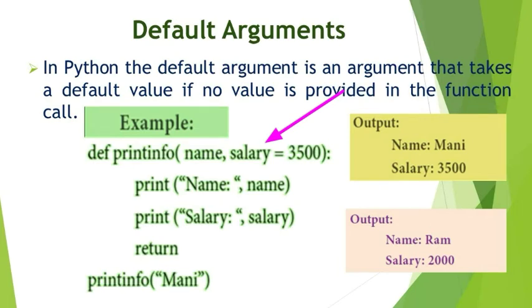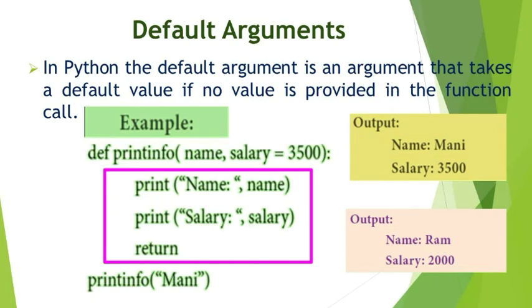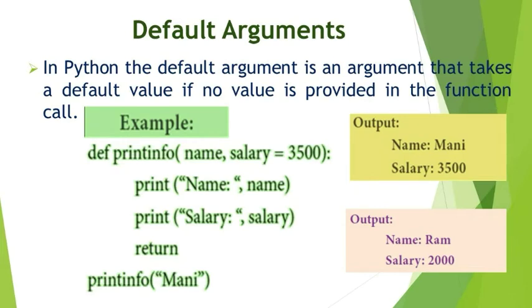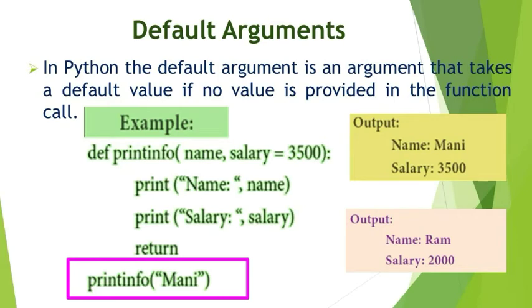Let's see one example. Here one function is created, that is print info. Within that function, name is given and a default argument is given. What is that? Salary is equal to 3500. Here 3500 is an argument and salary is a parameter. And the next statements, print statements: print name, print salary, and next return. Next we are calling the print info function. Print info, within the parenthesis name is given, money.